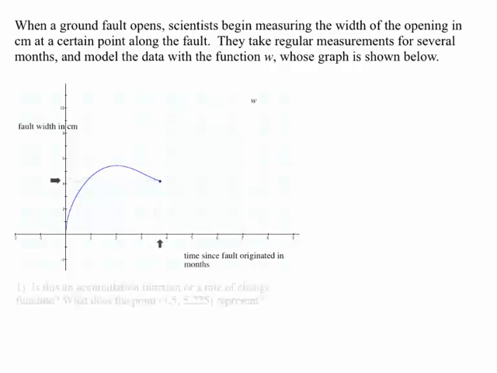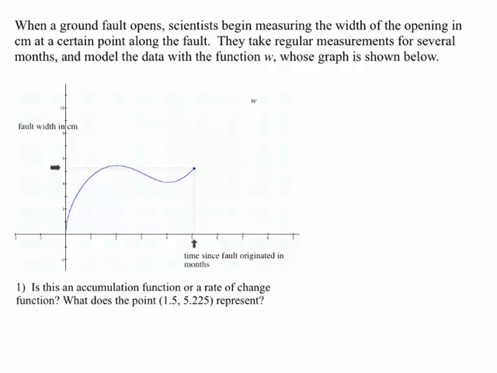Okay? So some questions to think about. Is this an accumulation or rate of change function? And what does the point (1.5, 5.225) represent? Go, talk.